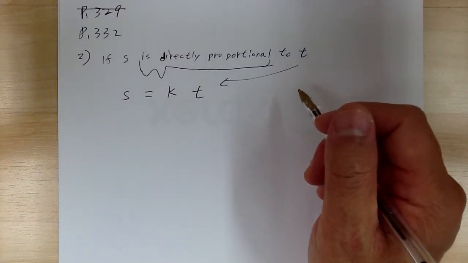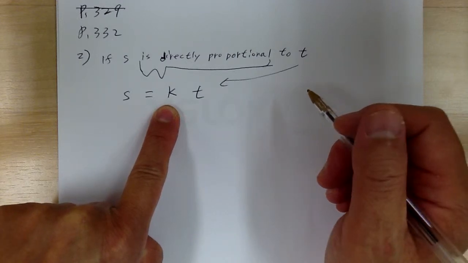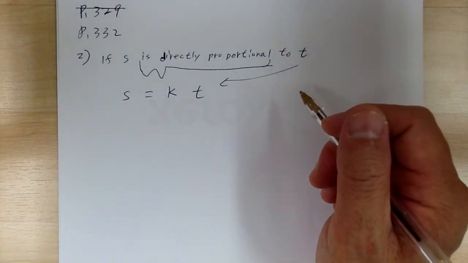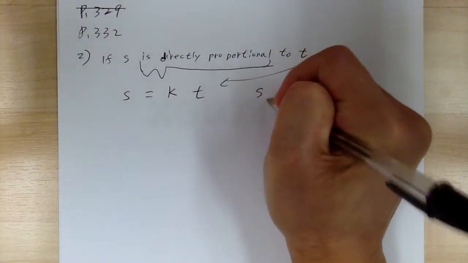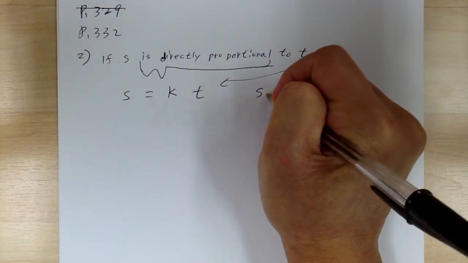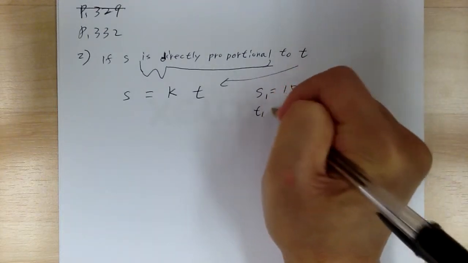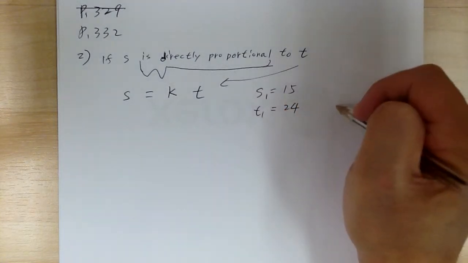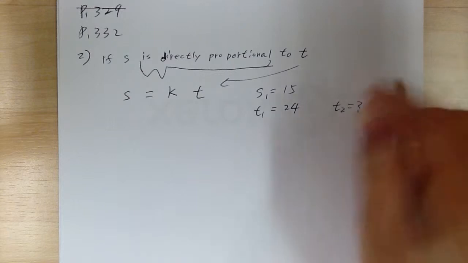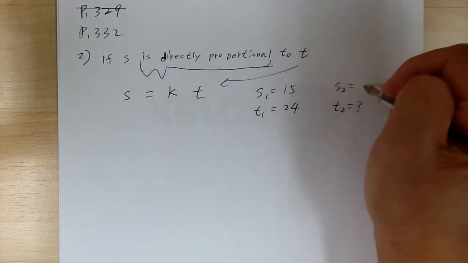Then K is a constant. It will not change. Normally they will give you the first situation. So it says when S, I call it S1 because that's the first S, S1 equals 15, and T1, the first T, equals 24. It says find T, so you're looking for T2, the second T, when S, your S2, equals 25.